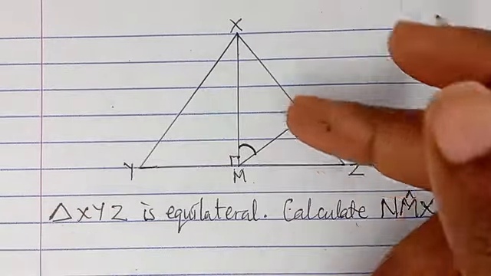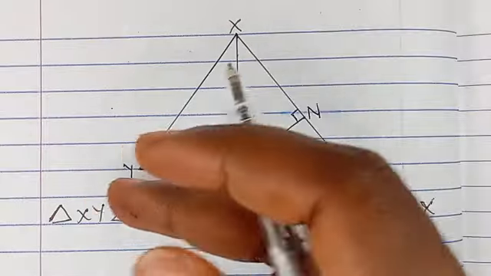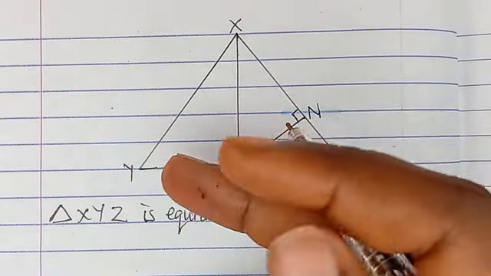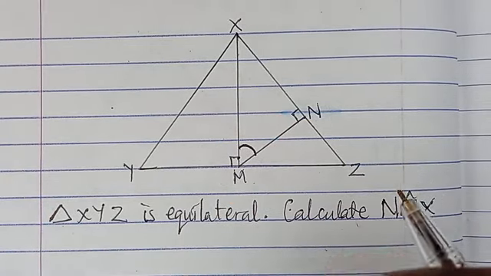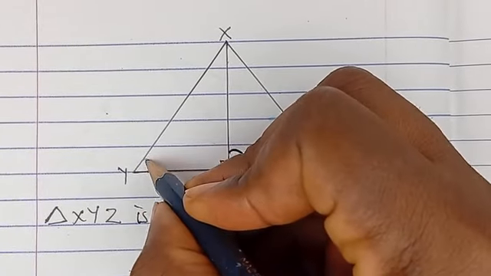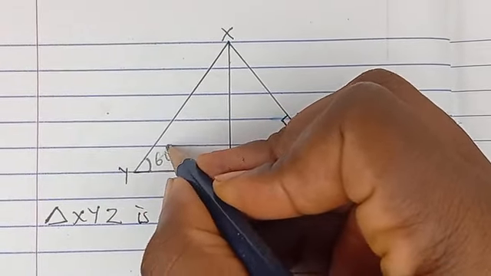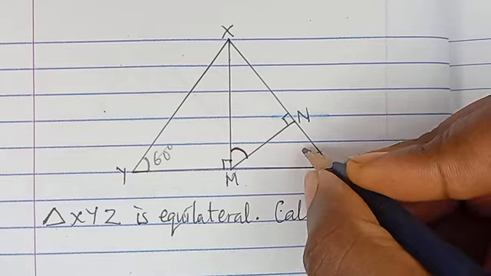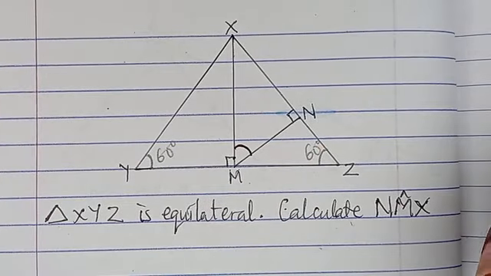So this is an equilateral triangle. Triangle XYZ is an equilateral triangle, meaning that all these angles are 60 degrees. Let me use a pencil to fill that up so it doesn't mess up the original diagram. So this is 60 degrees because this is an equilateral triangle. This is also 60 degrees.